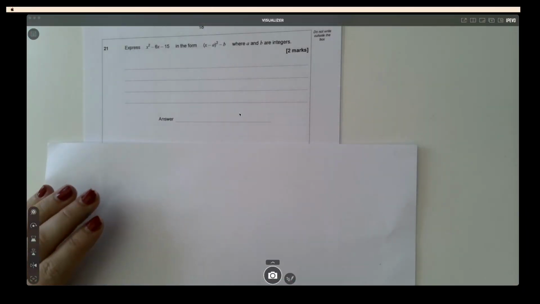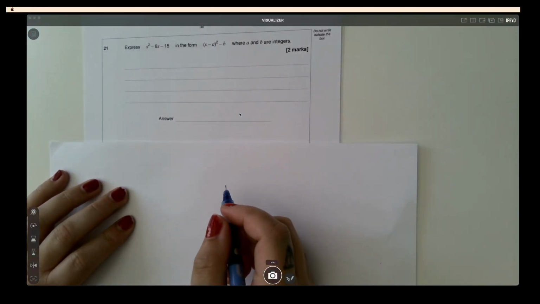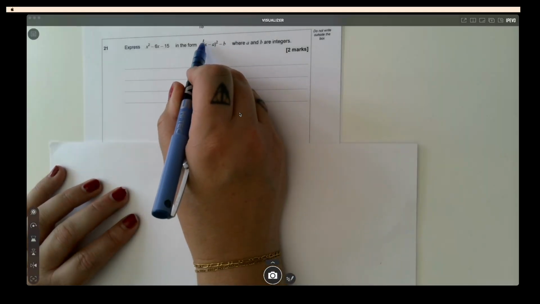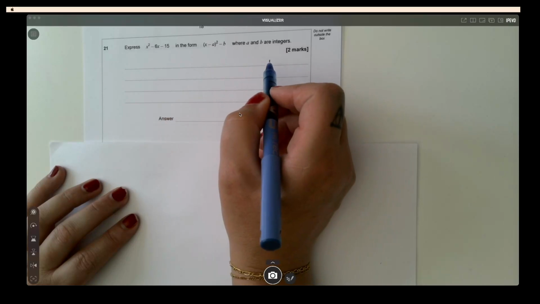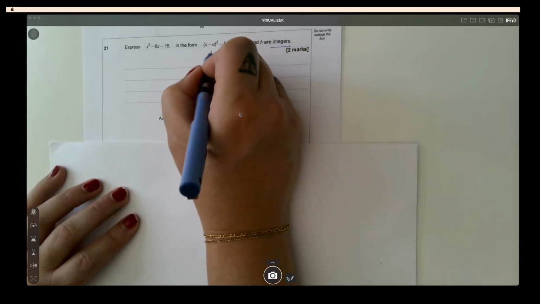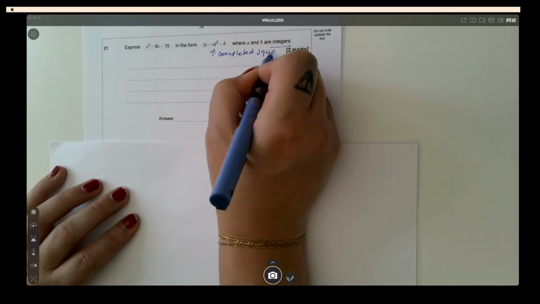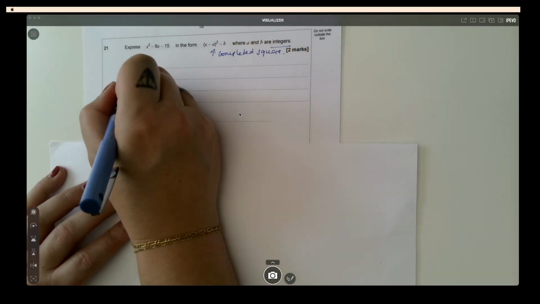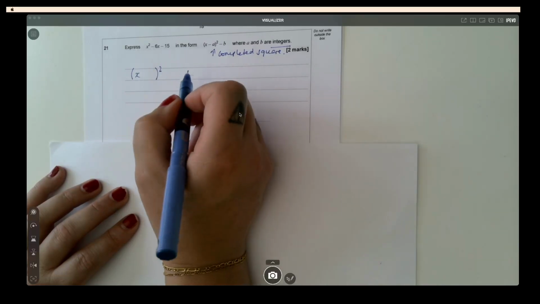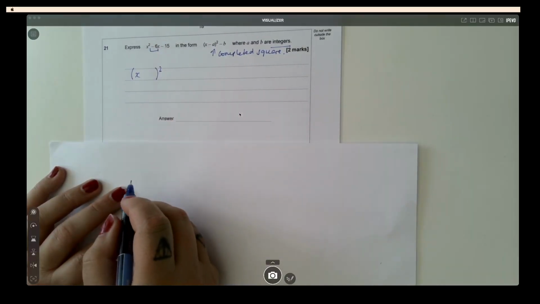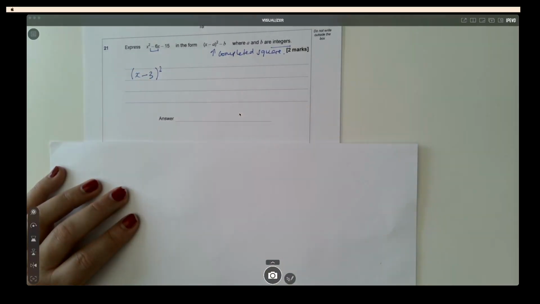Question 21. Express x squared subtract 6x subtract 15 in the form of (x subtract a) squared subtract b, where a and b are integers. So this is completed square form. So we're going to complete the square. So inside the bracket goes half of the coefficient of the x term, this thing here. So half of -6 is -3.